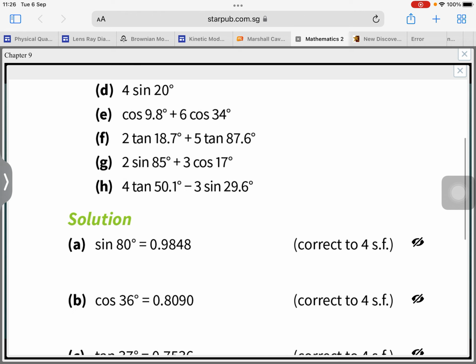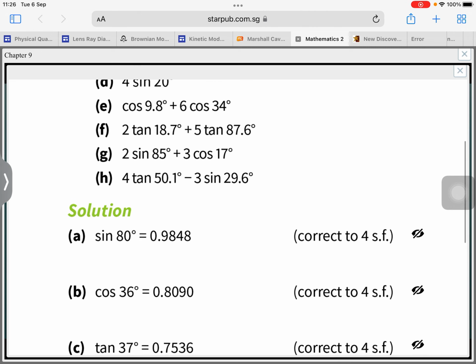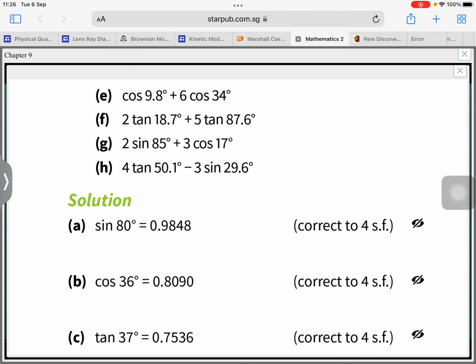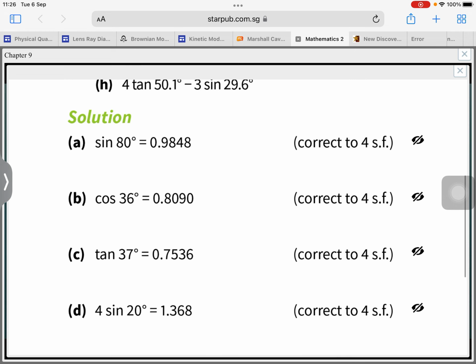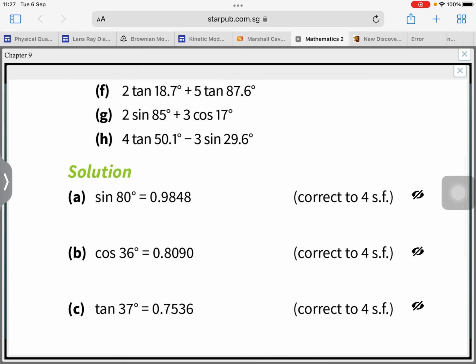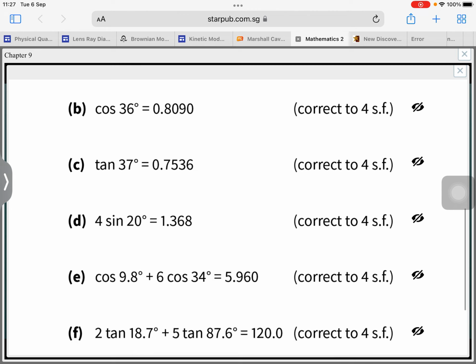Next, we have D, 4 sine 20 degrees. So you take 4 times sine 20. Key into your calculator, you should get 1.368. Part E, you have cosine 9.8 degrees plus 6 times cosine 34 degrees. Same thing, key into a calculator, you should get 5.960. Then F, you have 2 tangent 18.7 plus 5 tangent 87.6. Key into a calculator, you should get 120.0.